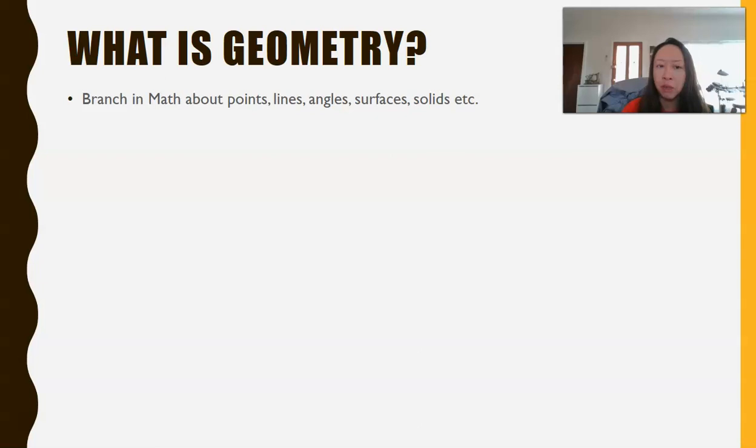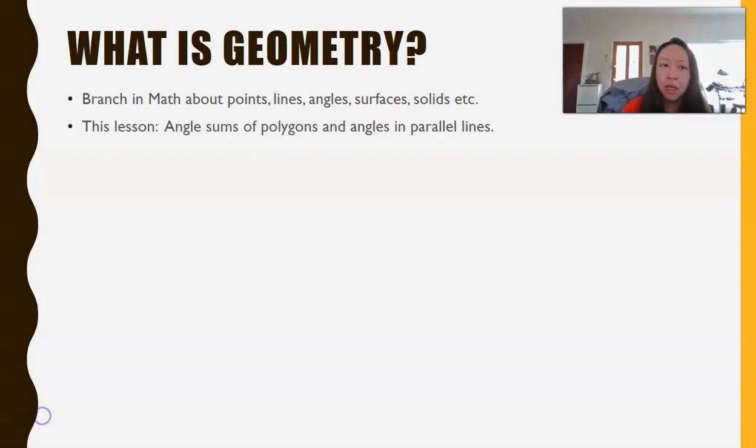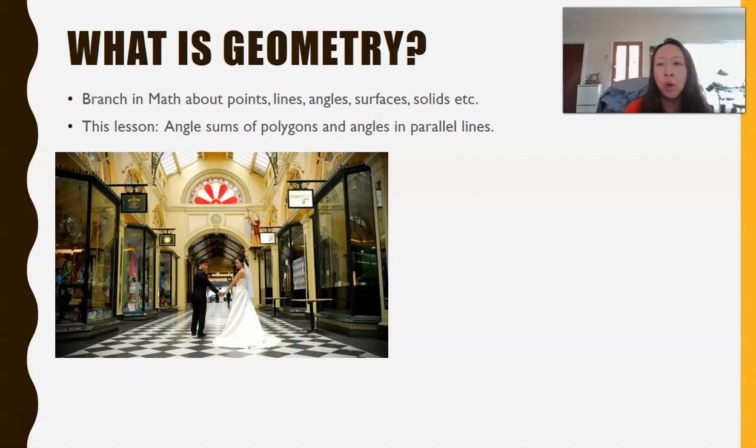Geometry is a branch in maths related to points, lines, angles, surfaces, solids, and everything else. So in our lesson, we are actually focusing on angle sums of polygons and angles in parallel lines. So, what's the importance of geometry in everyday life?